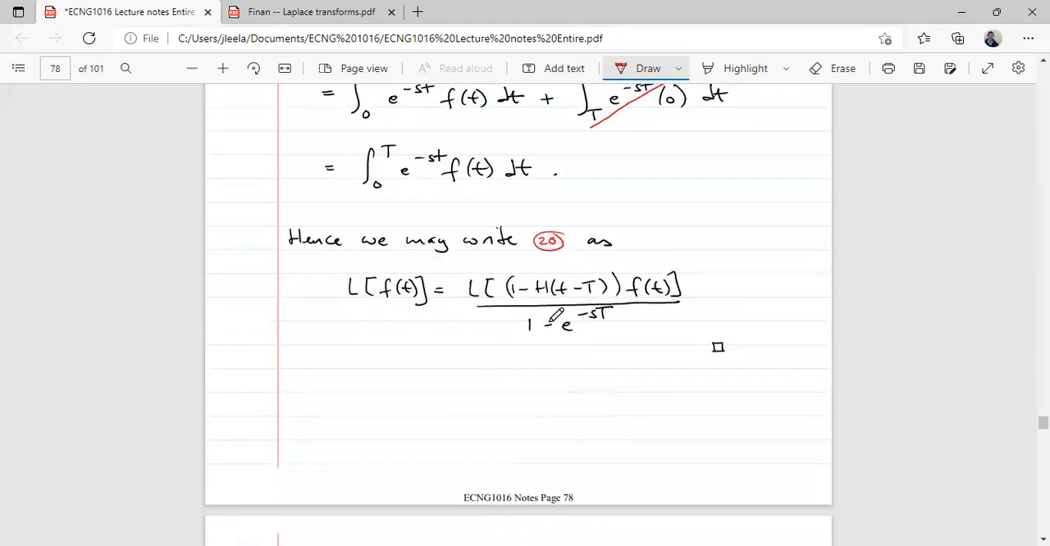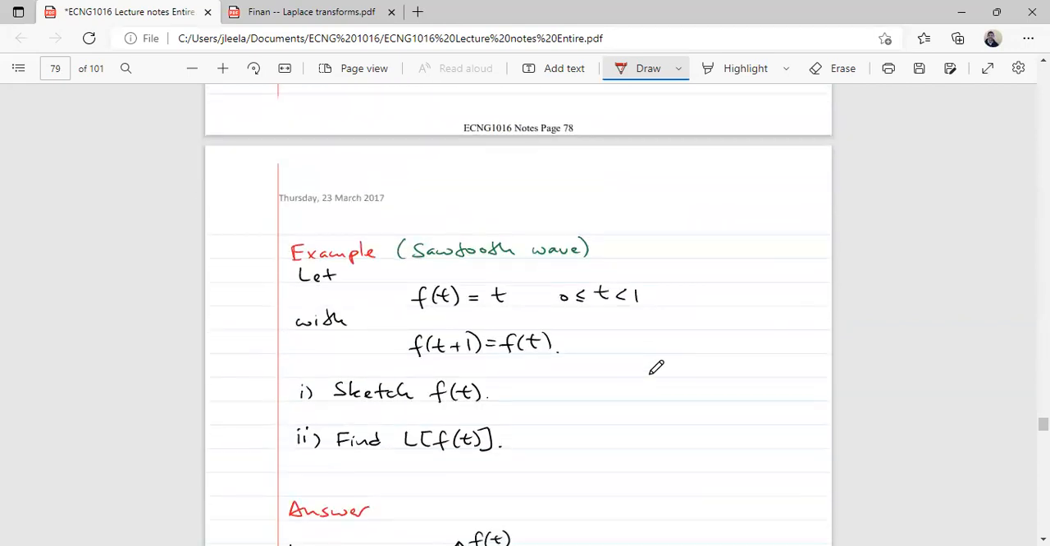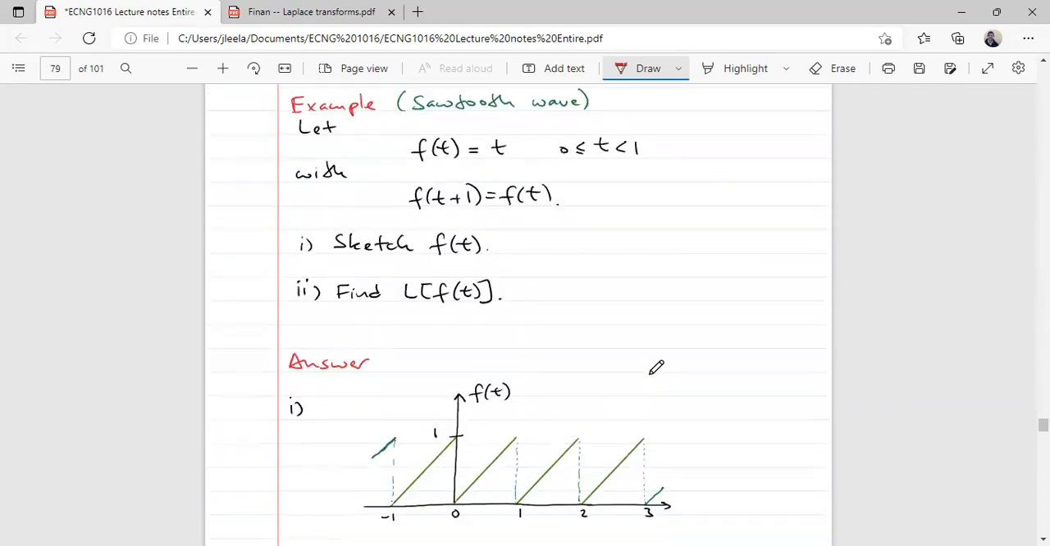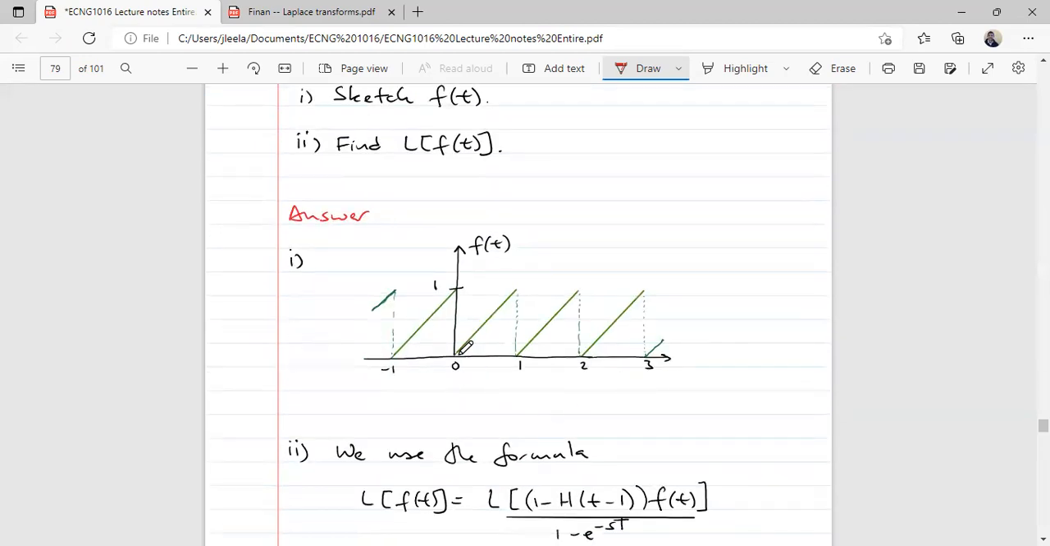So you replace that part there by the sawtooth wave. Let f(t) equal t, with t between 0 and 1. And we say that the function here is periodic with period 1, right? Meaning that between 0 and 1, you have the function to be t. So look at here, between 0 and 1 is t. And then between 1 and 2, you'll get the same thing occurring. Between 2 and 3, you'll get the same thing occurring. Between minus 1 and 0, you'll get the same thing occurring. So this is periodic here. So we have 4 periods here sketched.